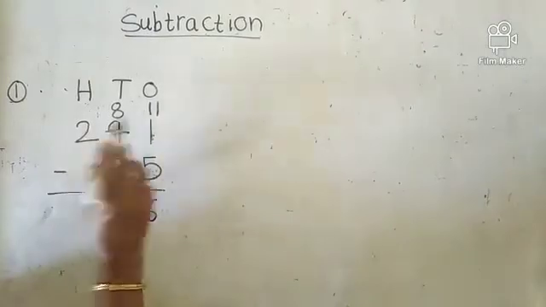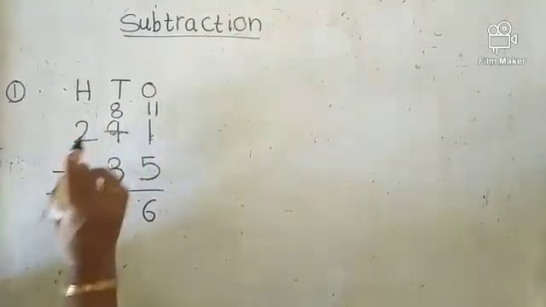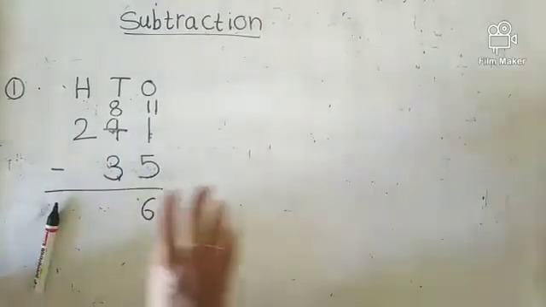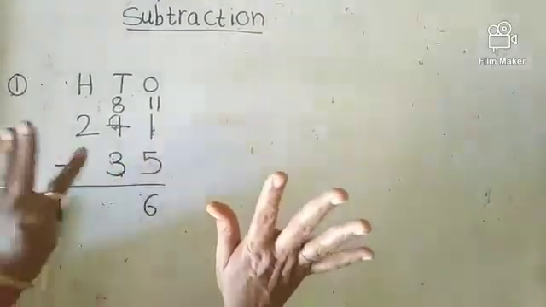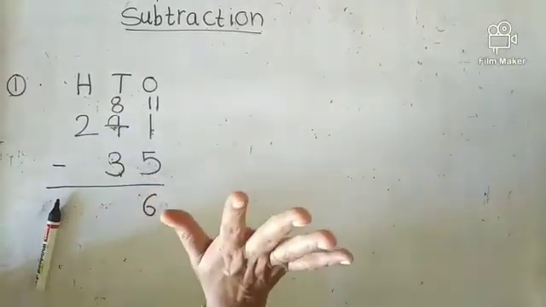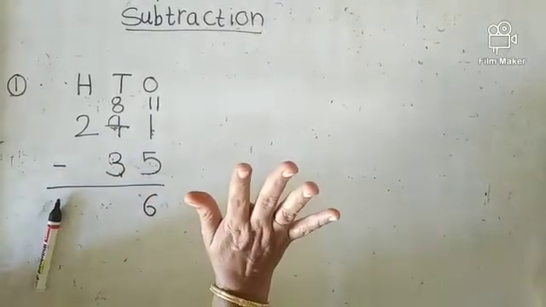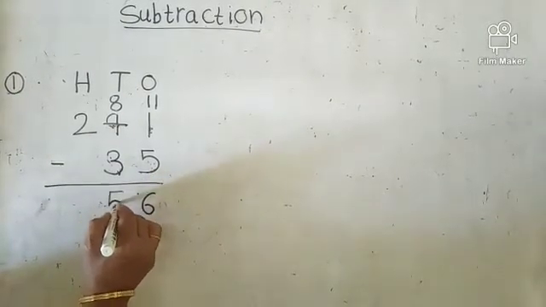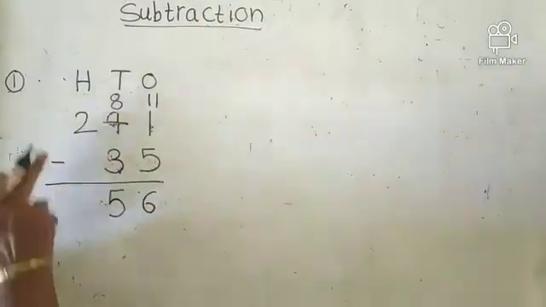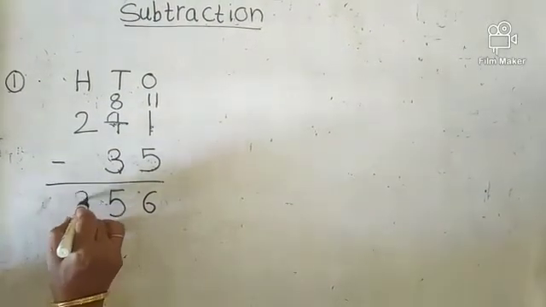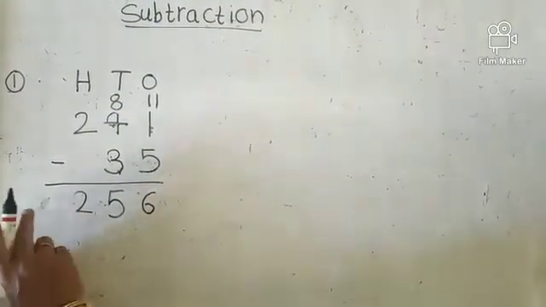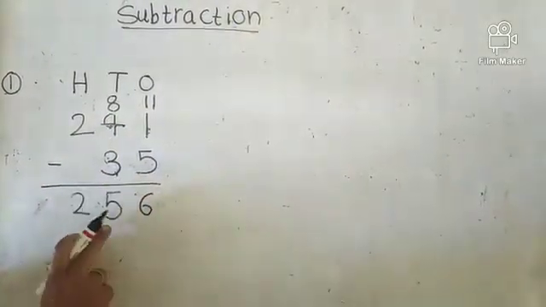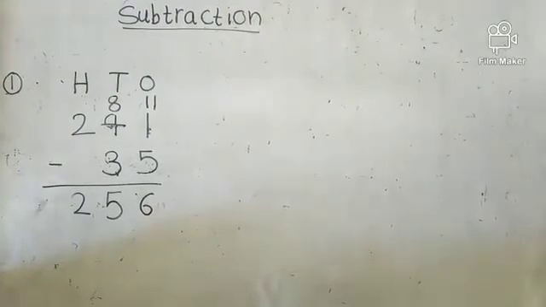Okay. Now here in tens place 8 minus 3. We will do this with fingers also. 8 and minus 3 means 1, 2 and 3. How many numbers remaining here? 5. So 8 minus 3 is equal to 5. And here 2 minus nothing means 2. So the answer will be, 291 minus 35 is equal to 256.